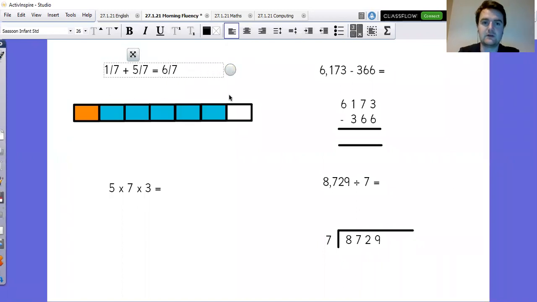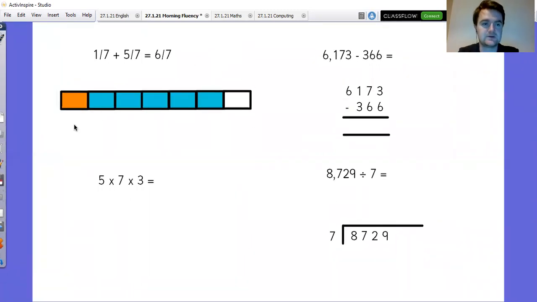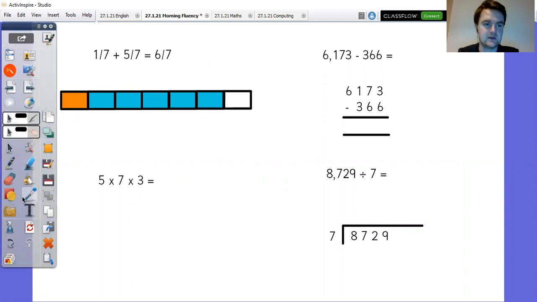Now, the reason that we don't have to count the denominator is because a seventh is just one of these little nodules. It's not being used as a number in itself. So 1/7 plus 5/7 is 6/7. Let's move on to our subtraction.